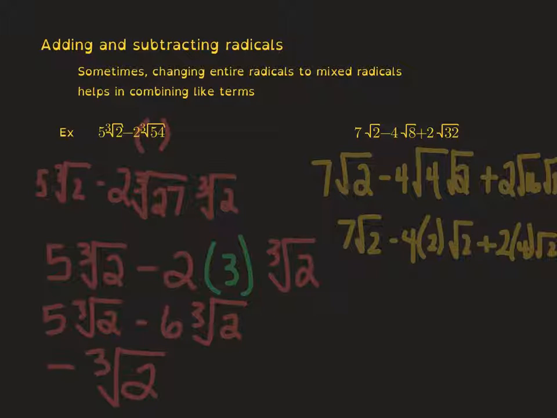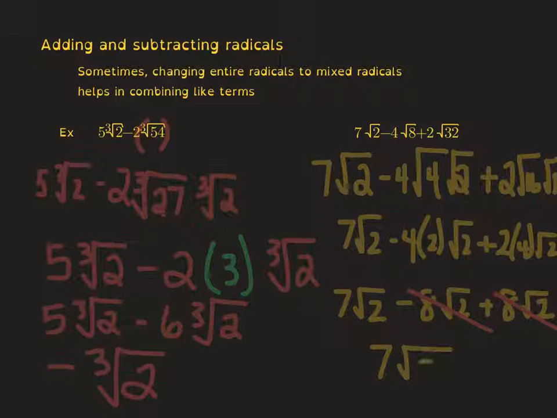A lot in there. So again, rewrite it, next line, 7 root 2, we can't change that. Now we have minus 8 root 2, the 4 and the 2 come together to make an 8. And the 2 times 4 again makes another 8. So we have 7 root 2 minus 8 root 2 plus 8 root 2. Well, those just cancel one another out. So it ends up that we really just end up here with 7 root 2.